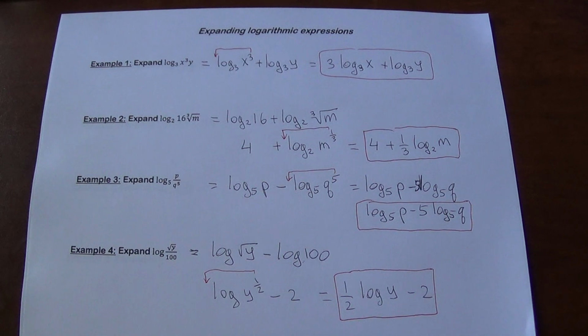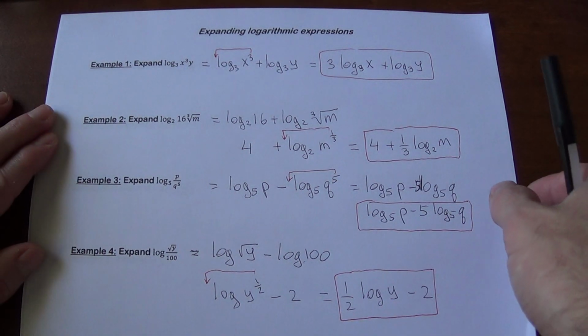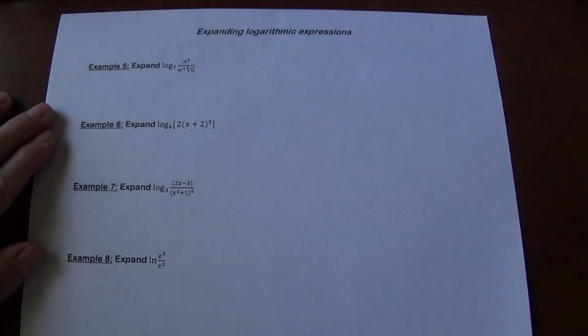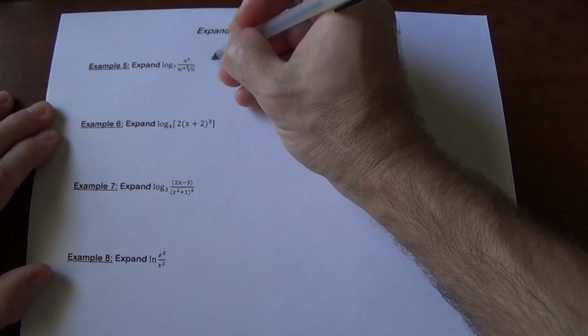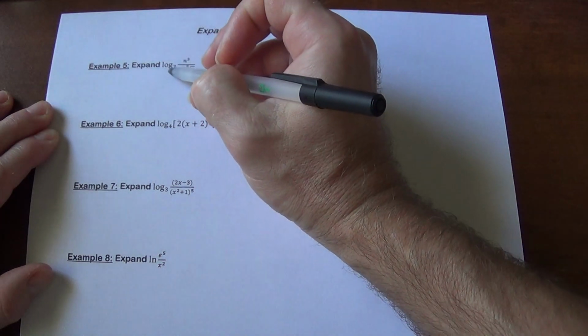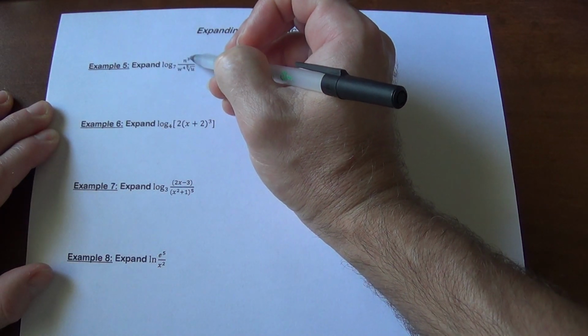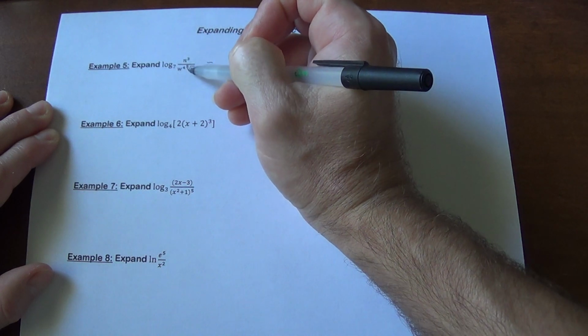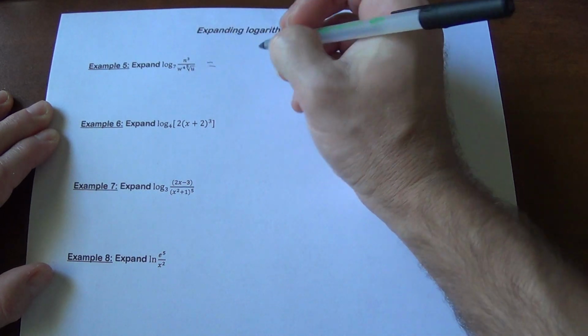And a few more problems to look at. Some of them are a little bit more complicated. Let's do them carefully. This one here. So we have log base 7 of n cubed over w to the 4th times the 5th root of u.